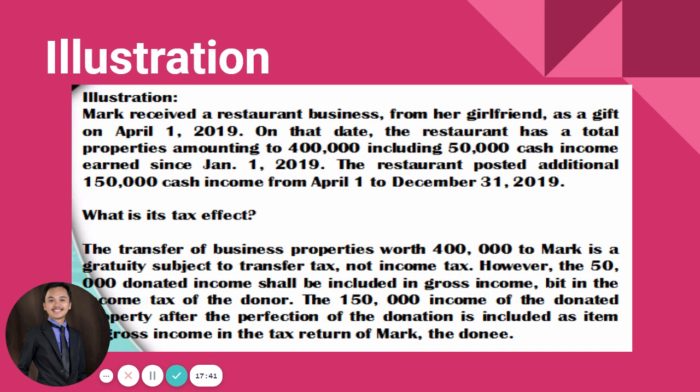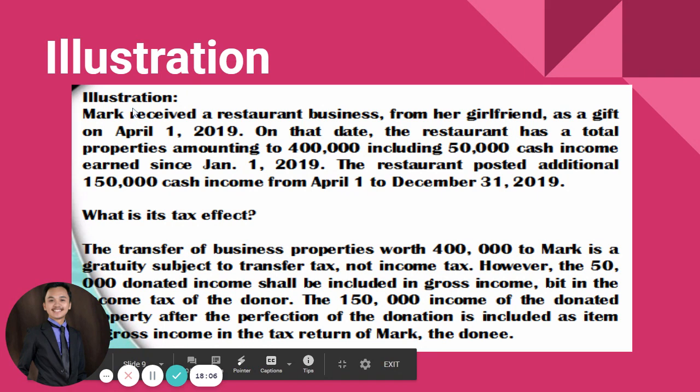On that date, the restaurant has total properties amounting to 400,000, including 50,000 cash income earned since January 1, 2019. The restaurant posted an additional 150,000 cash income from April 1 to December 31, 2019. So what will be the tax effect from this gift of a restaurant business from a girlfriend to her boyfriend?